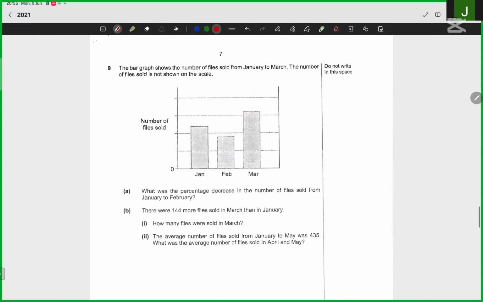Okay, let's look at question 9. Okay, hold on, let me charge my tablet. Going out of battery.